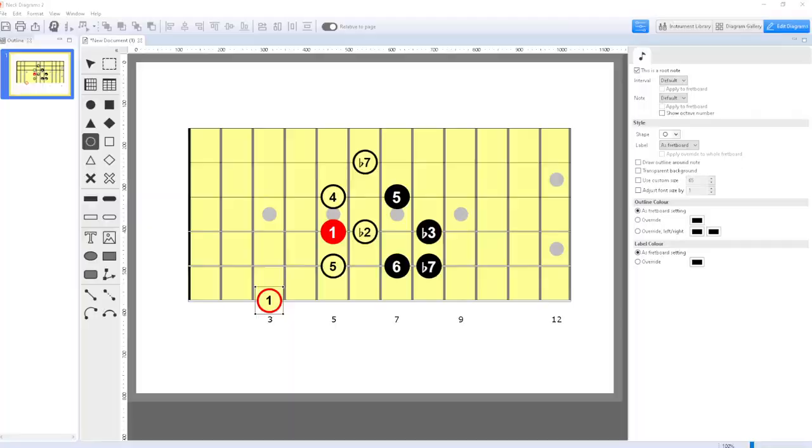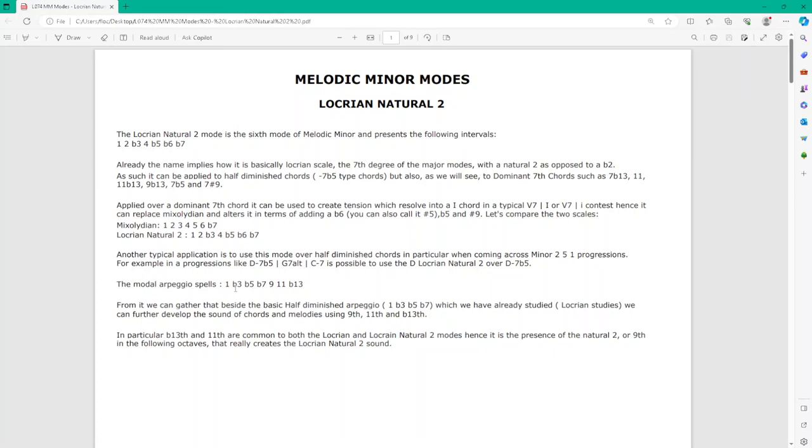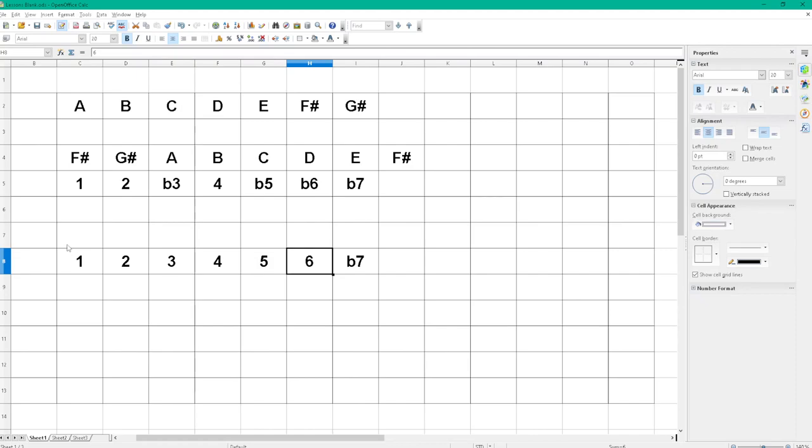Let's keep digging. The modal arpeggio spells 1, flat 3, flat 5, flat 7, 9, 11, and flat 13. From it, we gather that beside the basic half diminished arpeggio, which we already studied when we did the Locrian modes, we can further develop the sound of chords and melodies using 9, 11, and flat 13. Okay, let's explain that. As usual, this is the horizontal structure of a Locrian Natural 2.